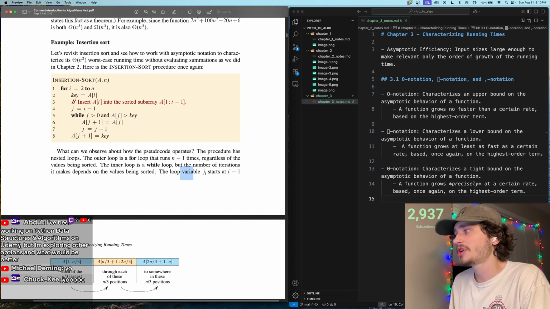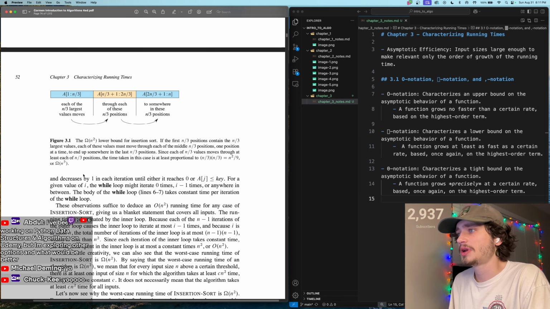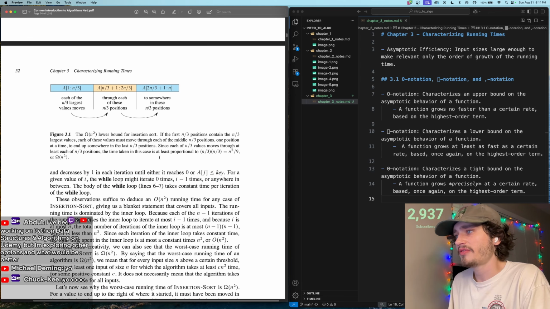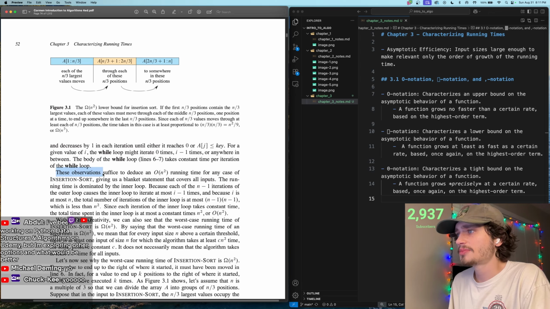The while loop variable j starts at i minus 1 and decreases by 1 in each iteration until it either reaches 0 or A of j is less than or equal to the key. For a given value of i, the while loop might iterate 0 times, or all the way up to i minus 1 times, or anywhere in between. The body of the while loop, lines 6 through 7, takes constant time per iteration of the while loop. These observations suffice to deduce an O of n squared running time for any case of insertion sort, giving us a blanket statement that covers all inputs.